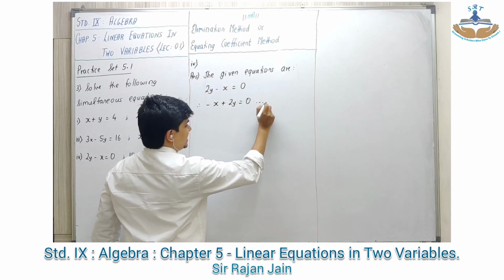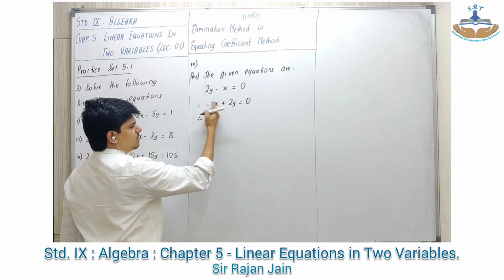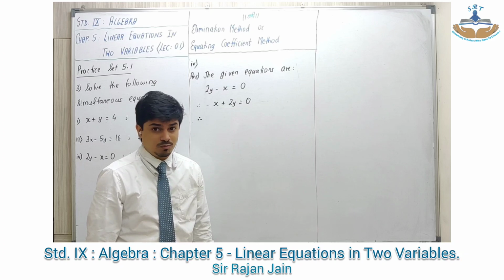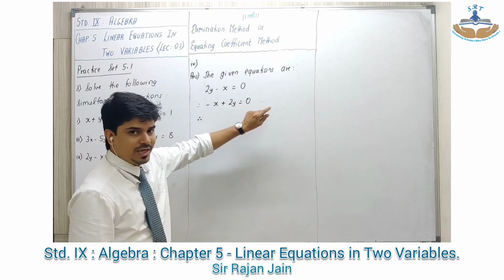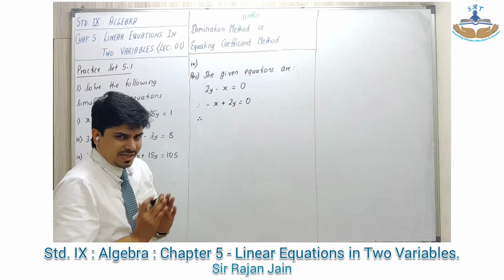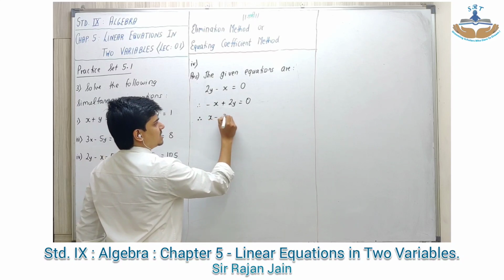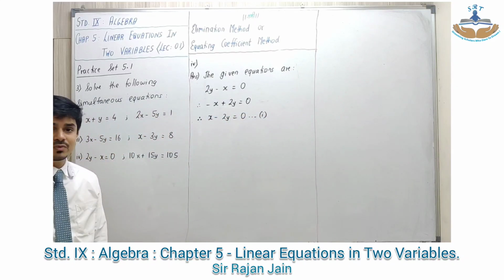If you want, you can write this as equation 1, or usually you don't keep the first term negative, so if you want you can change the sign throughout. But is it compulsory? No, you can keep it as minus x plus 2y equal to 0. Wrong nahi hai, but it is a good practice not to keep the first term negative. So x minus 2y equal to 0. This I will write it as equation 1.